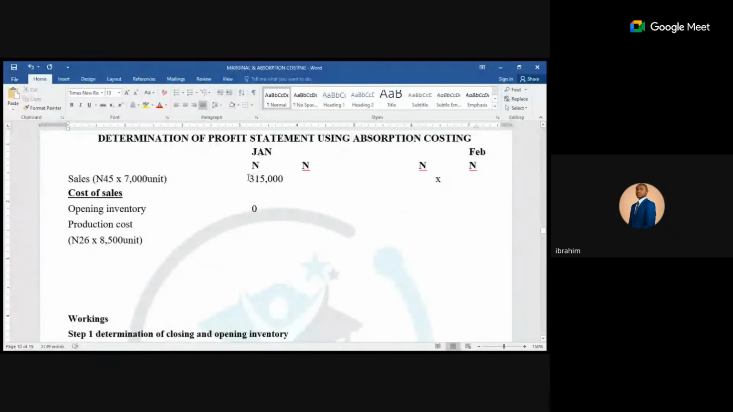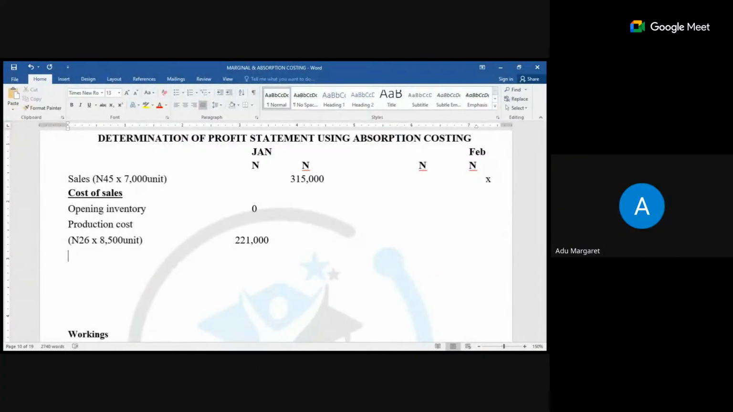221,000 naira, right? Now, from our format, what do we have after the opening inventory? Add your purchase cost, maybe your production cost that will take you to produce that particular unit. Then what do we have after that? We have closing inventory.